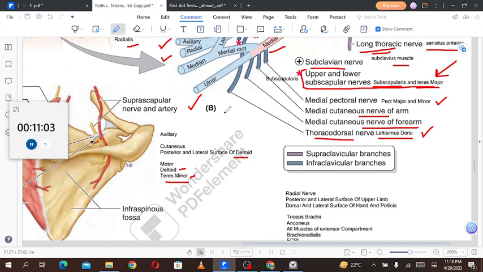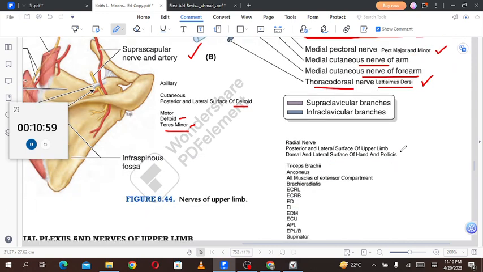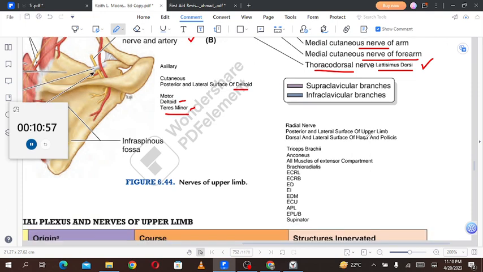Talking about the radial nerve, it is written over here. It supplies the posterior and lateral surface of the upper limb and the dorsal and lateral surface of the hand and pollicis. So basically, almost the posterior surface of the upper limb is supplied by the radial nerve. The muscles supplied by the radial nerve are a lot: triceps brachii and anconeus, all the muscles of the extensor compartment. Remember, the radial nerve supplies all the muscles of the extensor compartment of the arm as well as the forearm.